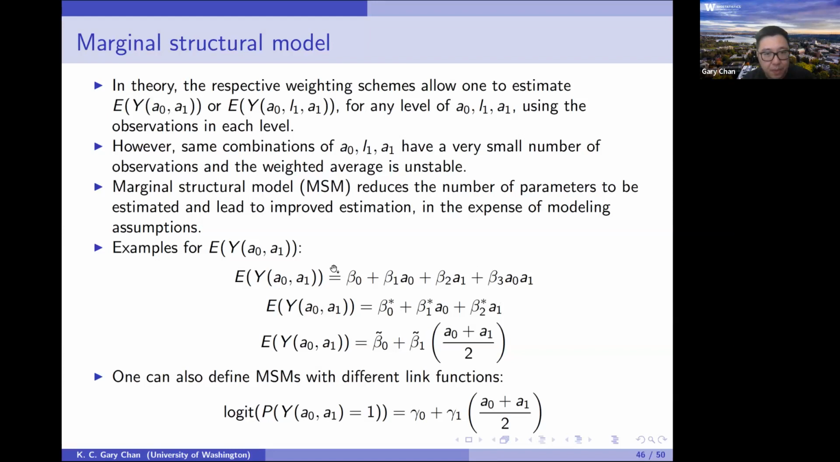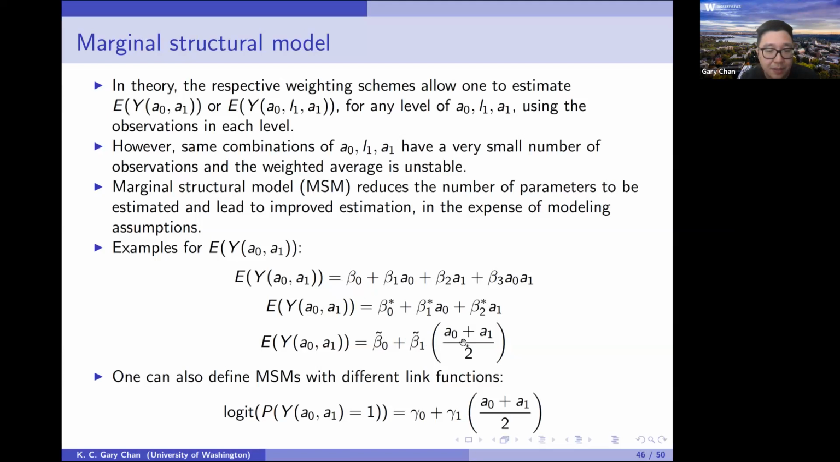But we can also propose some model with some reduction. For example, we have this model, the second one that does not depend on the interaction. So this is a reduction, but this assumes that the effect on each time point are different, but they are additive, right? So regardless of the level of A0 you've taken in time zero, when you have A1, the treatment and the control, you basically have the same difference.